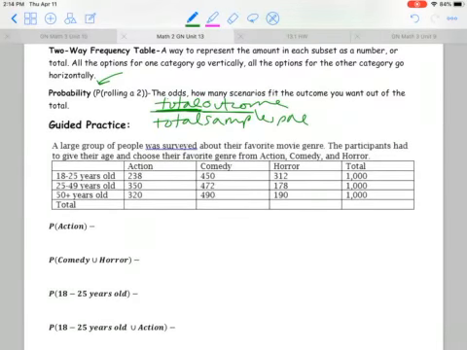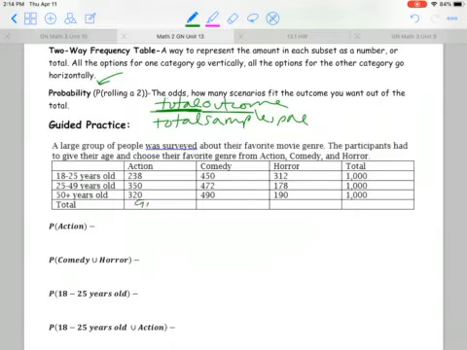If you look here, you do want to get these totals here. It always has the categories listed across the top, including the total, and then the other events or categories listed across. So you don't want to put like action and then over here 18 to 25 because they can overlap. Like you can like an action movie and be in that other category of 18 to 25. So let's get the totals really quick. Go ahead and add those up.